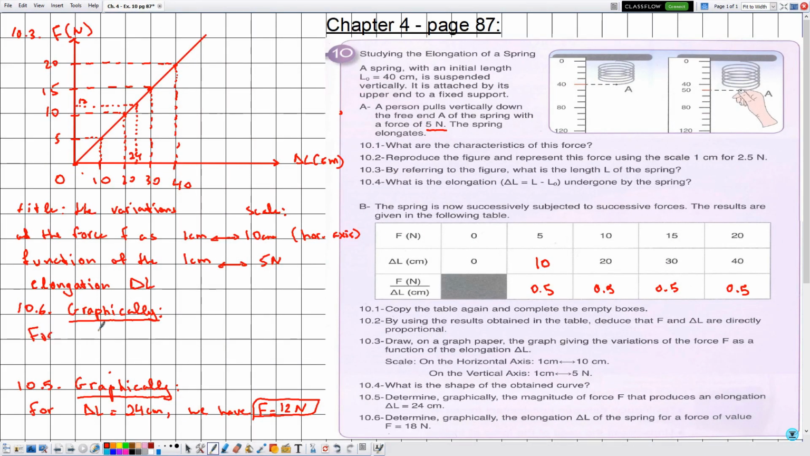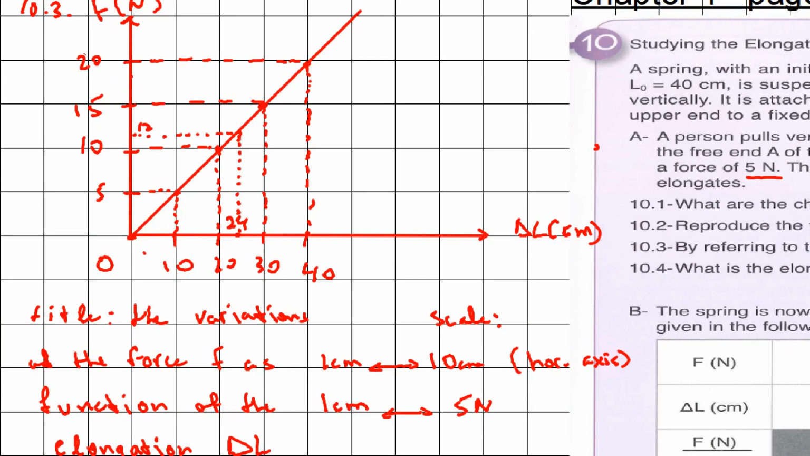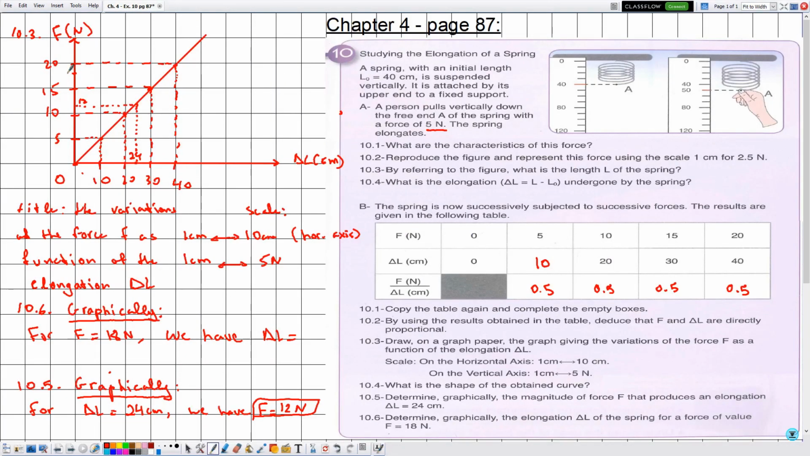So for F in this case equal to 18 newtons, we need to refer to the graph in order to determine the value of delta L. So this is 18 here. Now it corresponds to this point on the curve. Now going to the delta L axis, here delta L is equal to 36 centimeters, which corresponds to F equal to 18 newtons.